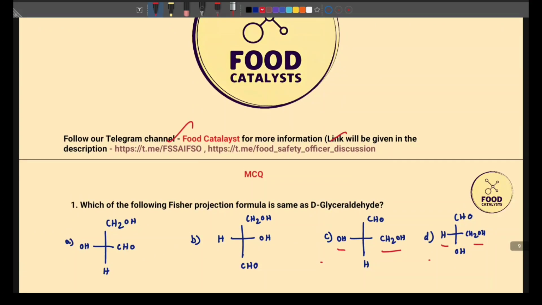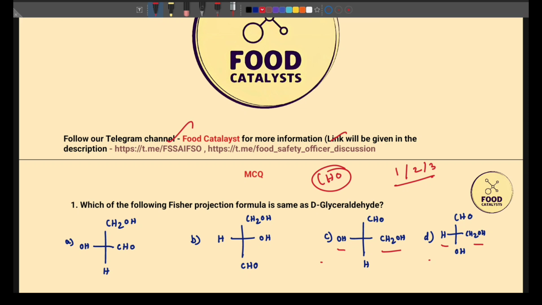So which of the following Fischer projection formulas is same as D-glyceraldehyde? First of all, we need to know that glyceraldehyde is a 3 carbon compound, 1, 2 and 3, right? And it has the CHO group. And where the H is placed and OH is placed is very important. So that's how we need to understand the difference.